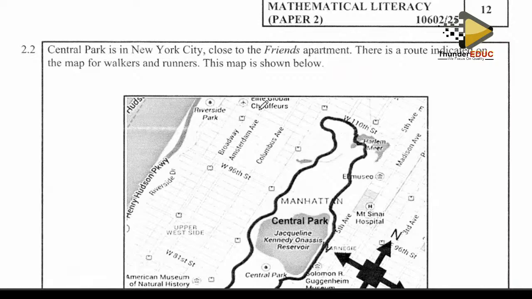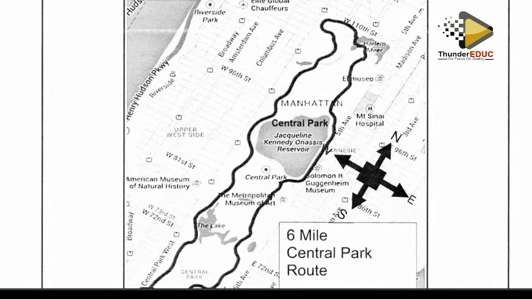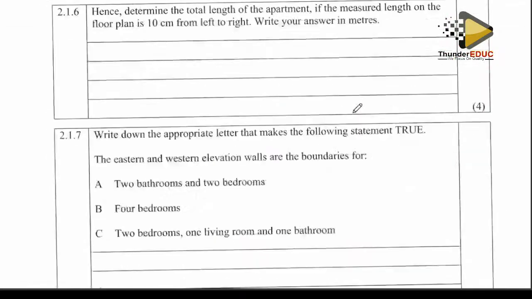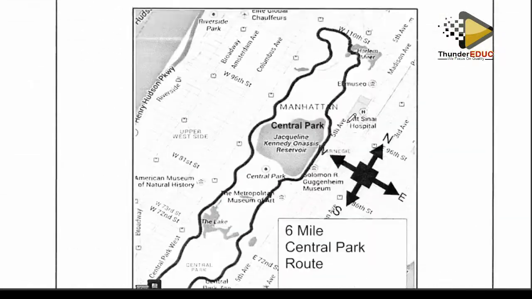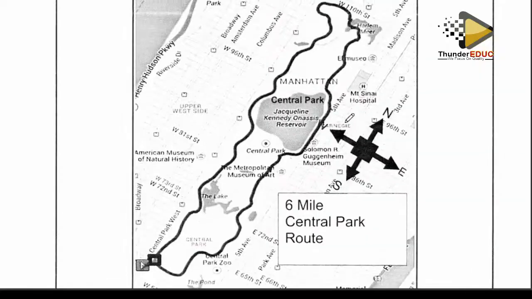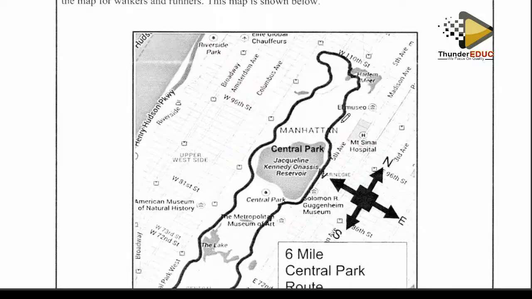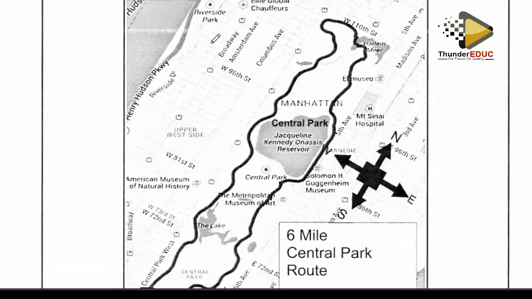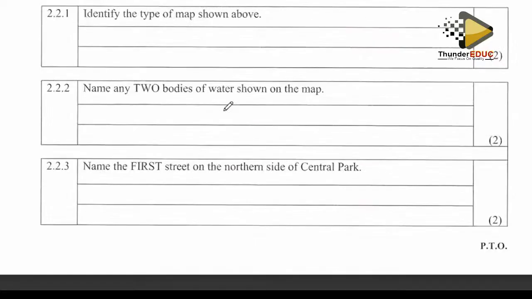There is a route indicated on the map for the walkers and runners. This map is shown below. Okay. The map is shown below. Let's see, and we go on and you see. This is how the map looks like. Okay, we shall continue.